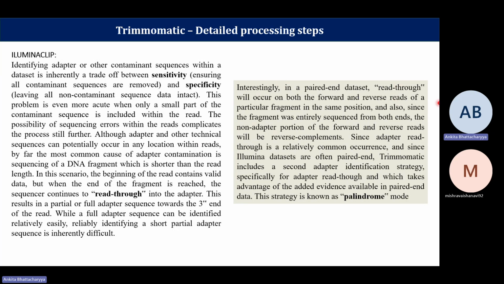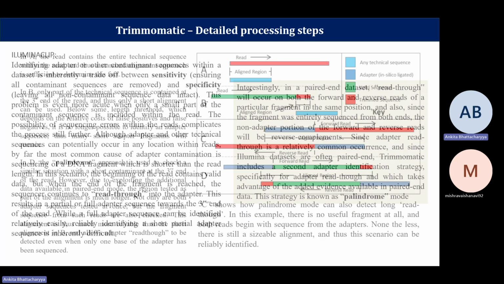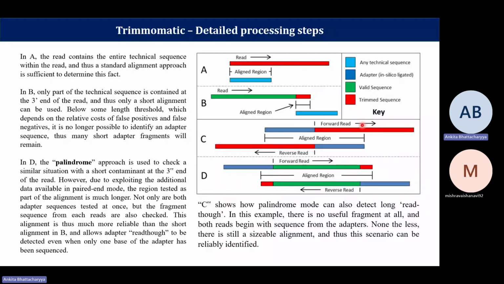So then we talked about the fact that read through occurs on both forward and reverse ends for paired end data. This was another reason why paired end data sets are more important and more useful as well. So Trimmomatic includes this strategy whereby it uses the palindrome mode as additional evidence to get rid of any such data. So this is how we discussed how Trimmomatic does this job.